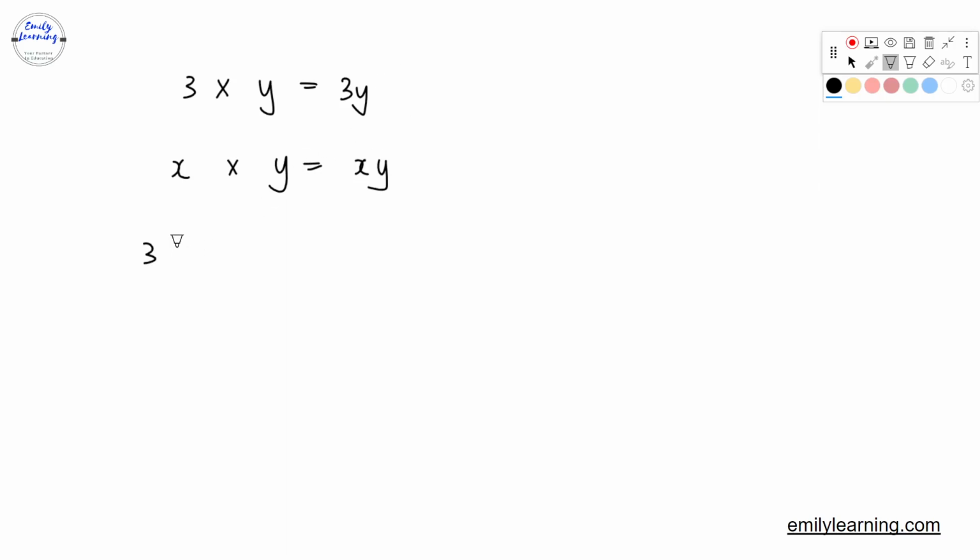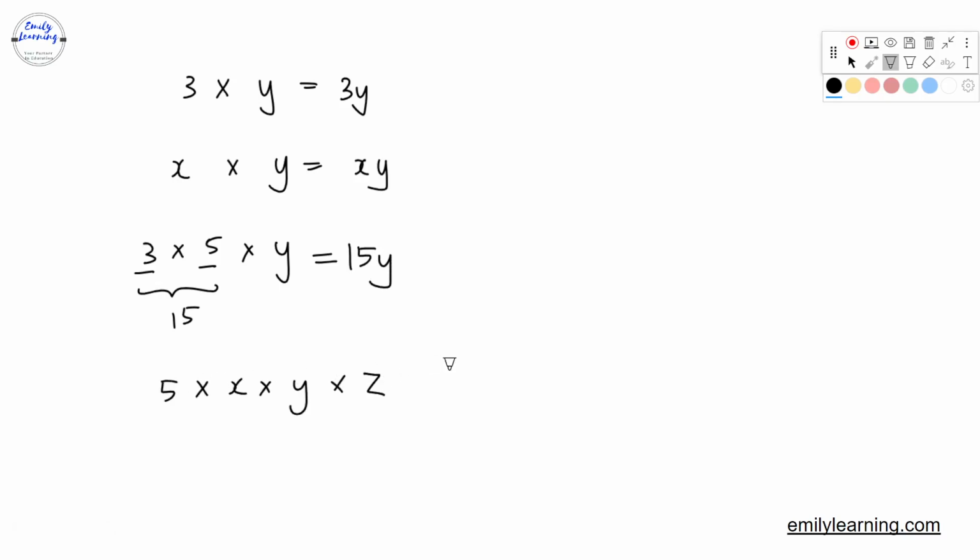So if I have 3 times 5 times y, you can multiply the numbers together first. So 3 times 5 gives 15. 15 times y will be 15y. If I have 5 times x times y times z, it will give me 5xyz.